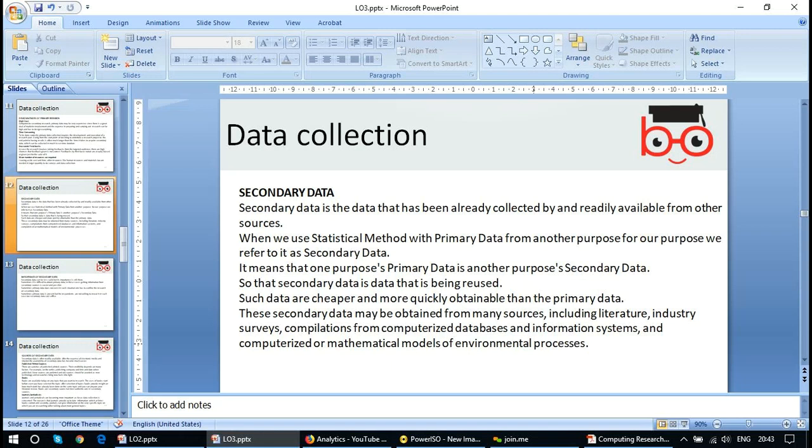Such data are cheaper and more quickly obtainable than the primary data. Obviously, you have a piece of cake, somebody did the research, then you are trying to use it. These secondary data may be obtained from many sources, including literature, industry surveys, compilations from computerized databases and information systems, and computerized or mathematical models of environmental processes. Very simple. That's not yours, and you are getting it from somewhere else.